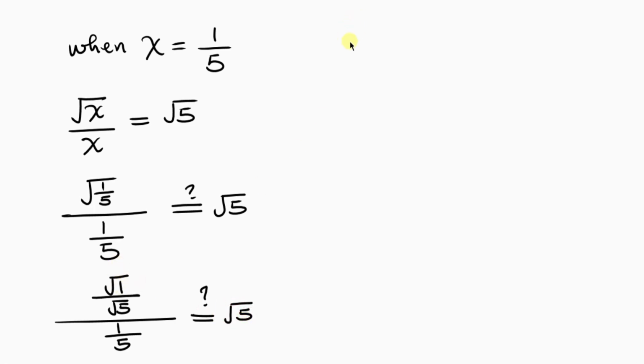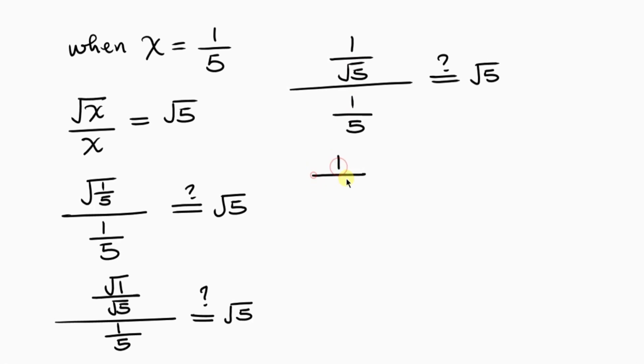The square root of 1 is 1 all over the square root of 5, all over the denominator here, which is 1 all over 5. Very good. So will this be equal to the square root of 5? Let's find out. Now notice that this expression can be written as 1 all over the square root of 5 divided by 1 all over 5, right? Very good. Now, will this be equal to the square root of 5?